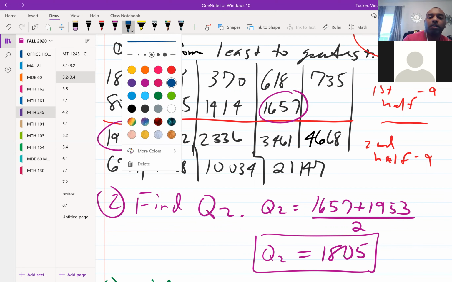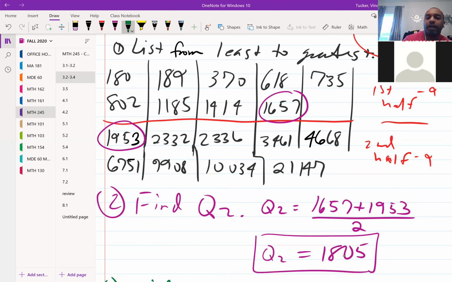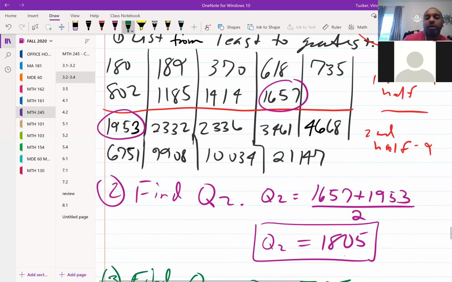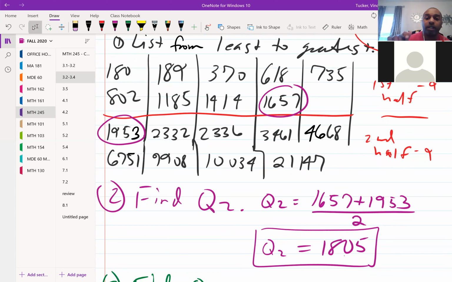All right. So next, we're looking to find Q1. And Q1 is the middle value of your top half of data or first half of data. So we have an odd number in the first half. We have 9 data values. So there's actually a middle value here, 735.